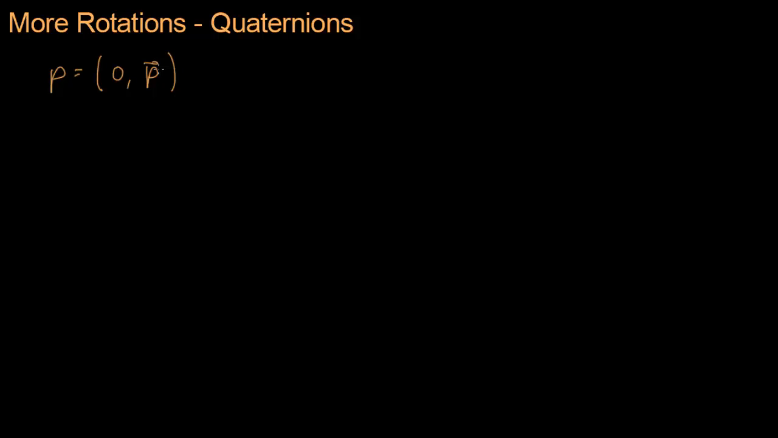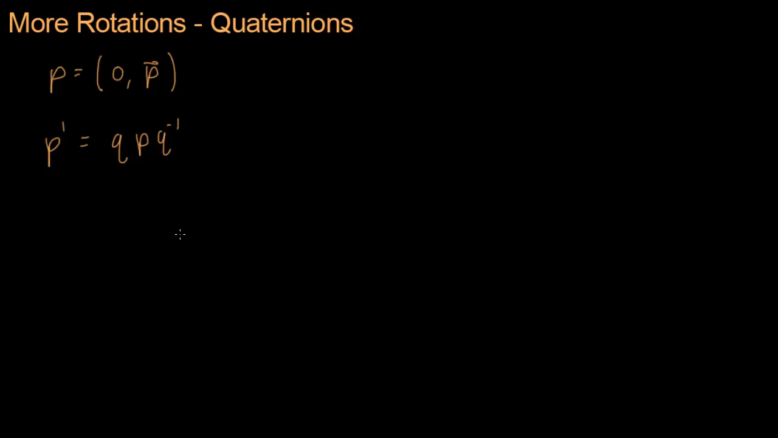And now we're going to do our operation with this quaternion, and then when we're done, the result will be sitting right here in the vector part. So let's do it. The rotated quaternion, this is the formula that we're going to use, is QPQ inverse.